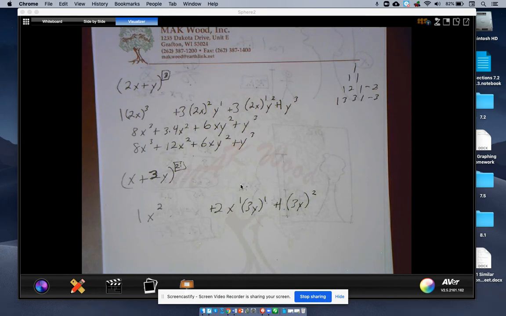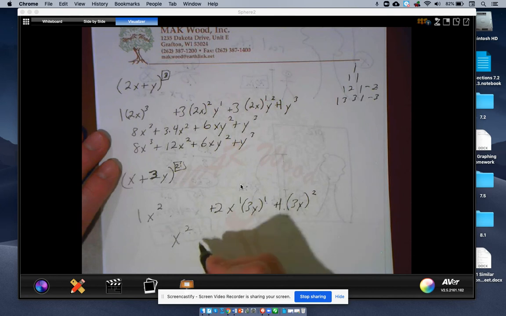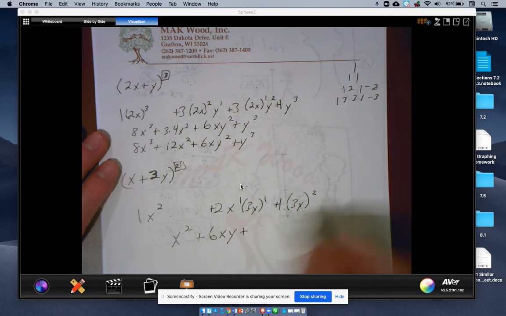I do have to simplify just a little. So here goes. X squared, 1x squared, plus, okay, I'm going to go slow here. 2 times 3 is 6xy plus, now when I square this, I have to square the 3 and square the y. So 3 squared is 9y squared.